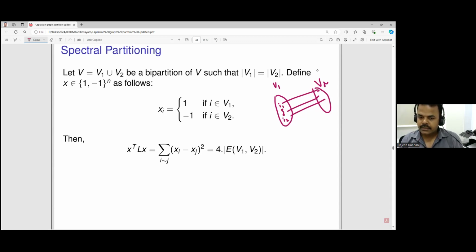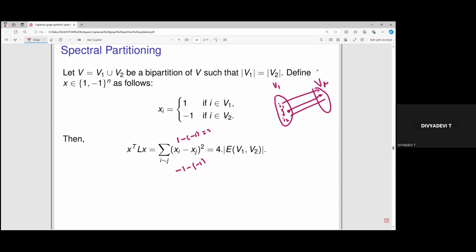What are the other entries? Suppose I have an edge which has one end in V1 and the other end in V2. Then for one end I will get 1 and for the other end I will get -1. So this becomes something like 1 minus -1, which is +2. The other case is one end is in -1 and the other end is also in -1. What will I get? Wait, am I making some mistake?